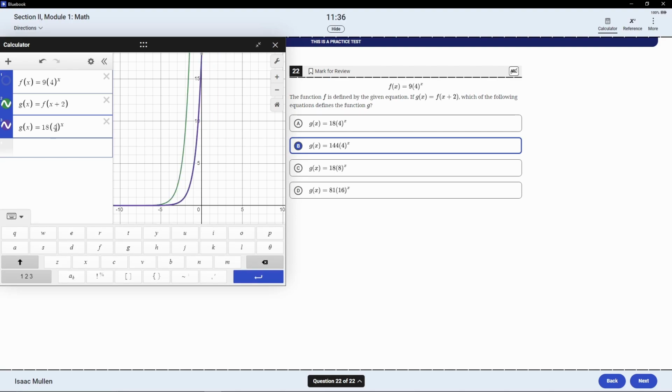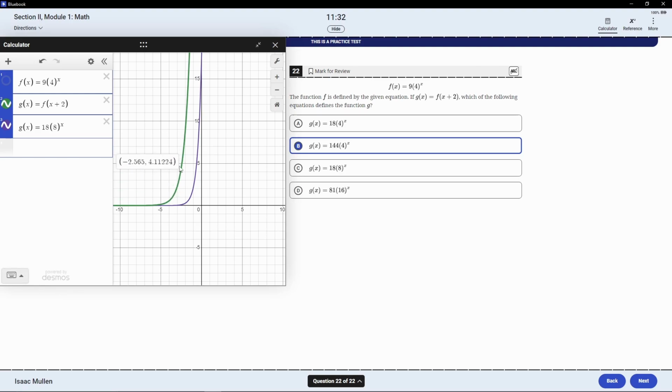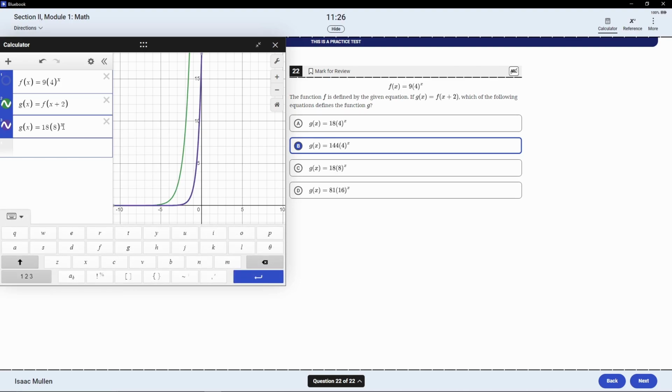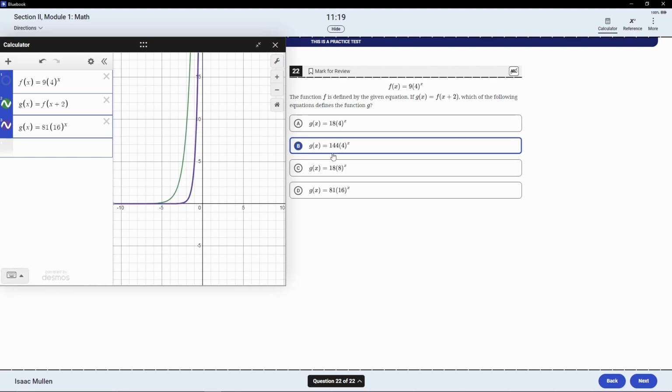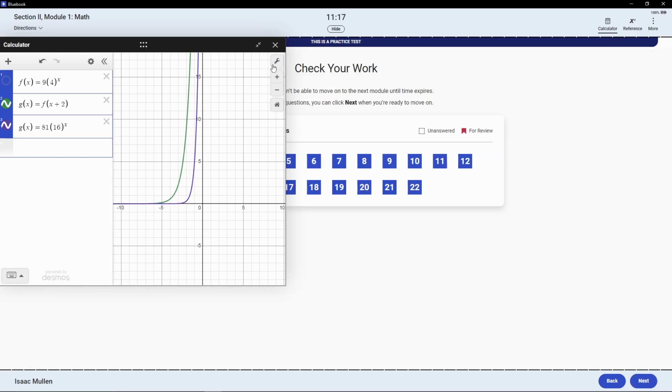Well, we have 18 and 8x. Oh, no, that doesn't look right either. See how it's right here? That's not right. It needs to be on the green line. And then lastly, we have 81, 16. Oh, that's not right either. So it looks like B is going to be our answer for this one.